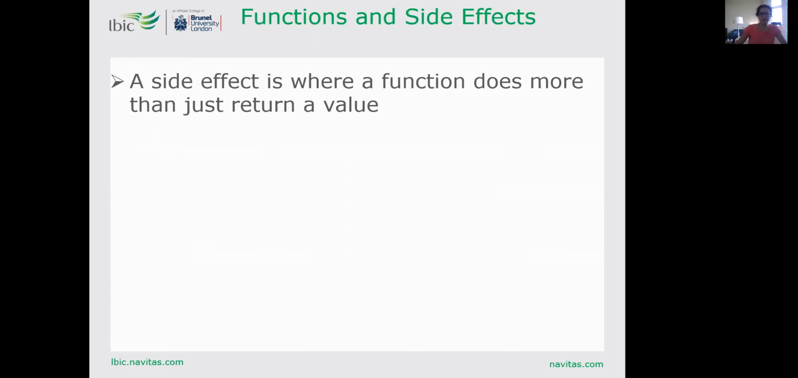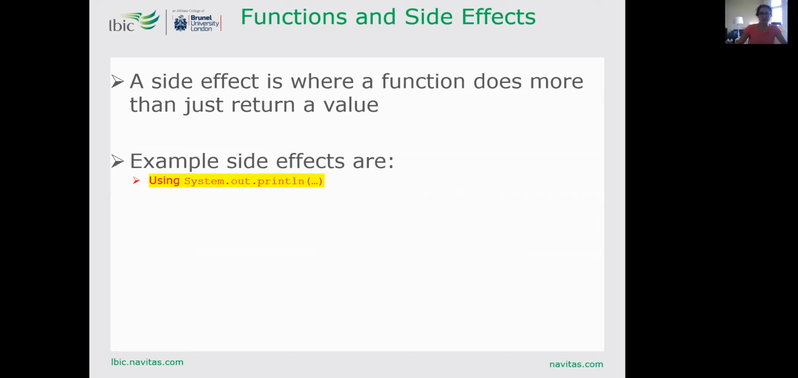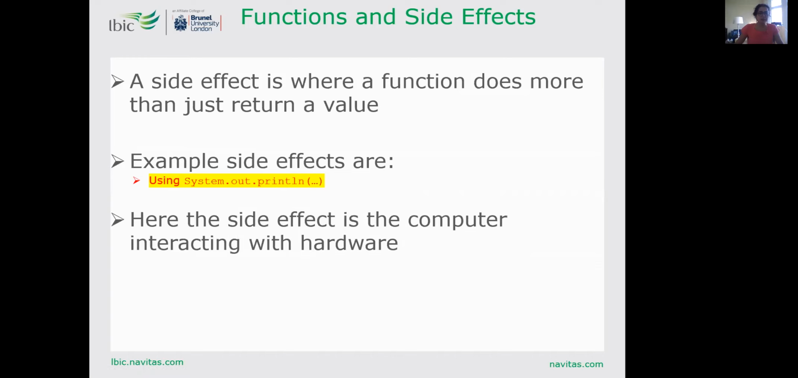So what are the side effects of a function? A side effect is where a function does more than just return a value. Look at this particular example here. As you can see, we're using system.out.println to have some kind of output, right? But this function is for providing facility for the computer to be able to interact with the hardware.